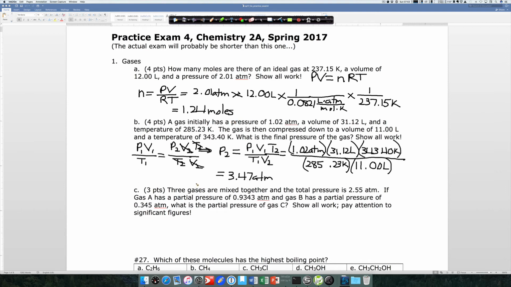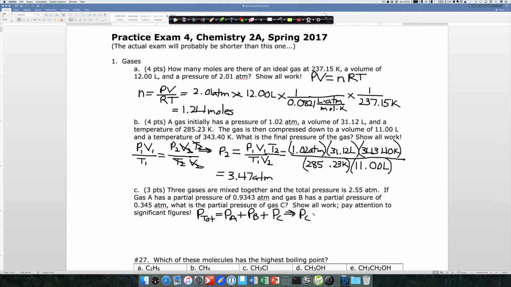Now the next question is, I've got 3 gases mixed together, so I have a lot of experience with this. As soon as I see that statement, I'm thinking Dalton's law of partial pressures, which refers to gas mixtures. That's exactly what this is. So the total pressure of a gas mixture equals the sum of the partial pressures for gas A, gas B, and gas C. Now we're given the total pressure. We're also given the partial pressure for A and the partial pressure for B.